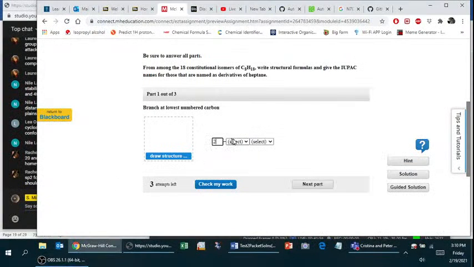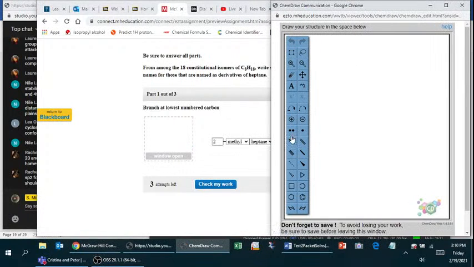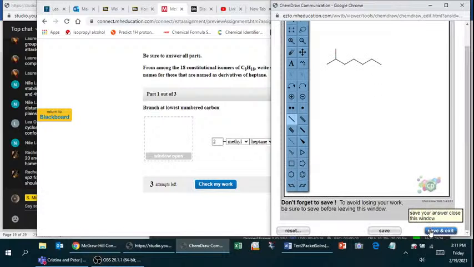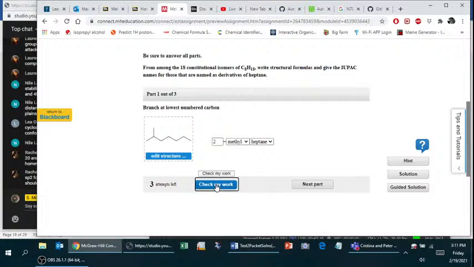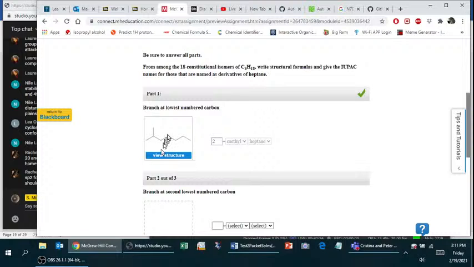So let's go with 2-methyl heptane. 1, 2, 3, 4, 5, 6, 7. It's gonna be real embarrassing if this doesn't work. Yep, and that's one on the 2-methyl heptane. Next one will be 3 with 1 there. Next will be 4 with the methyl group up.